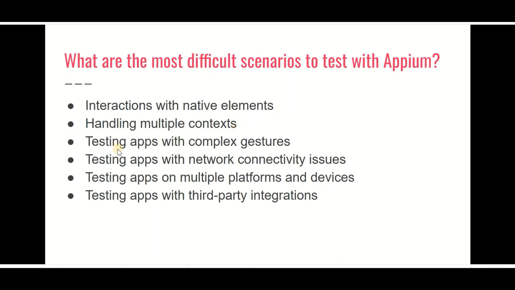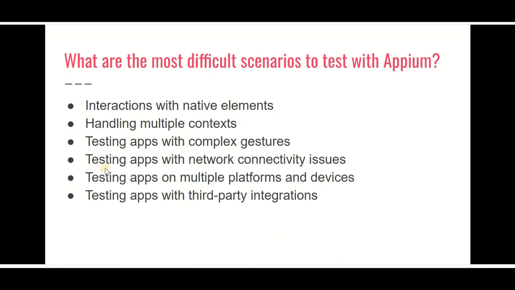Number three, testing apps with complex gestures. Testing apps that require complex gestures such as pinch, zoom, swipe, and drag and drop can be challenging as it requires precise control over the device's screen. It's not easy when you need very precise control on the screen to perform gesture actions like pinch. It has to be very specific control, and it's kind of difficult to automate or perform that kind of action through an automation script.